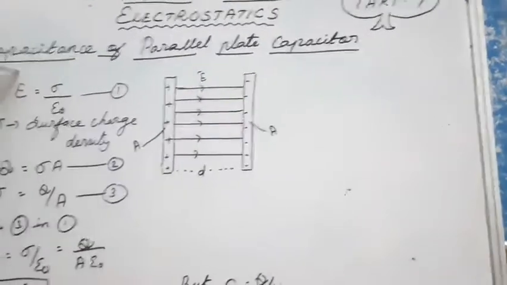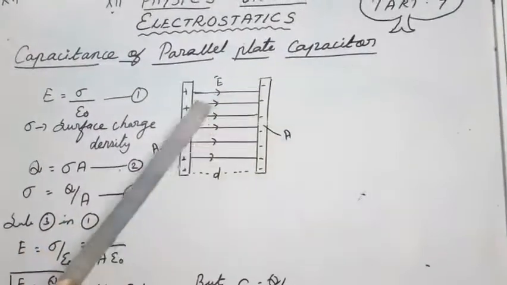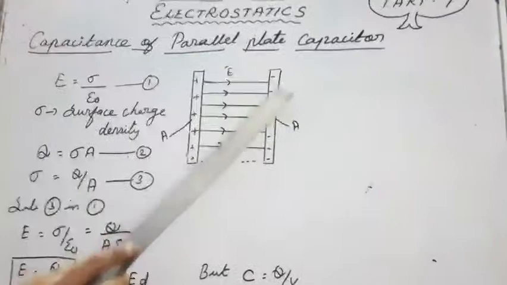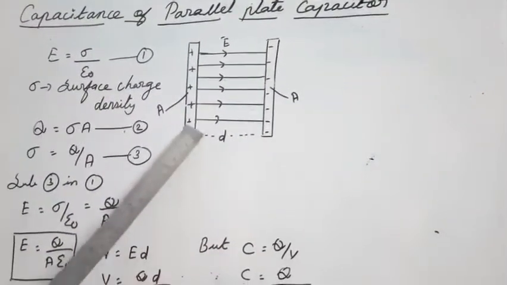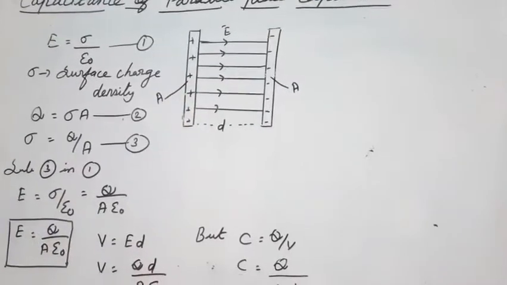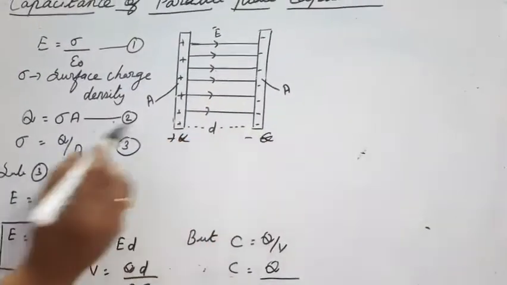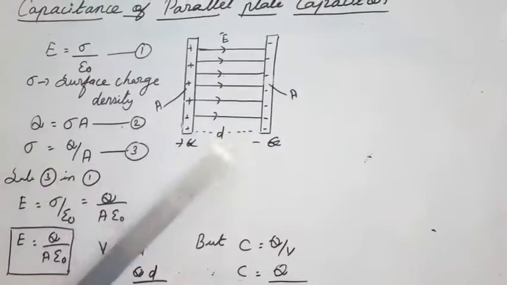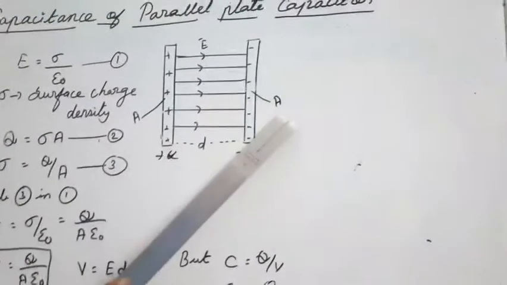Next in this class we will discuss the capacitance of a parallel plate capacitor. Consider two plates, one with positive charge and another with negative charge. The total charge is plus Q and minus Q, and in between there is a uniform electric field E. The distance between them is small d, and the cross sectional area of each plate is capital A.